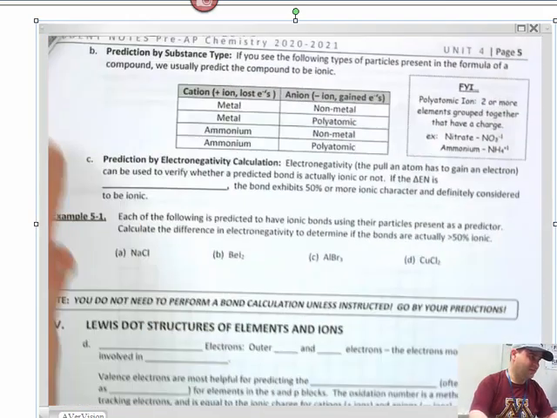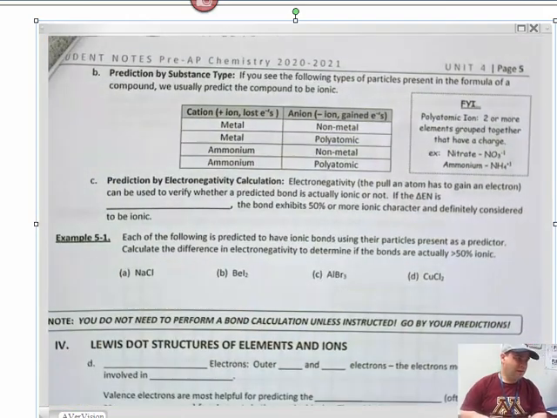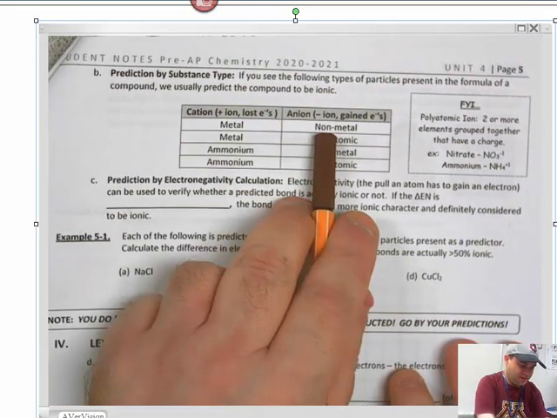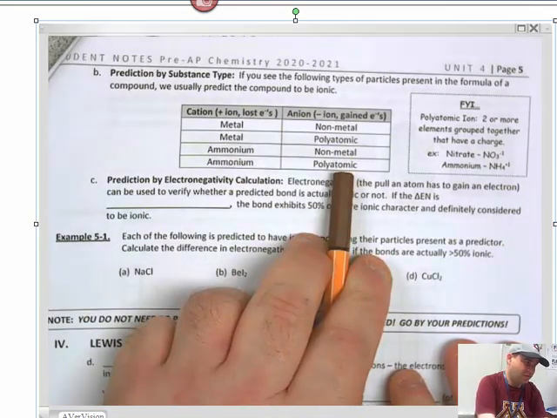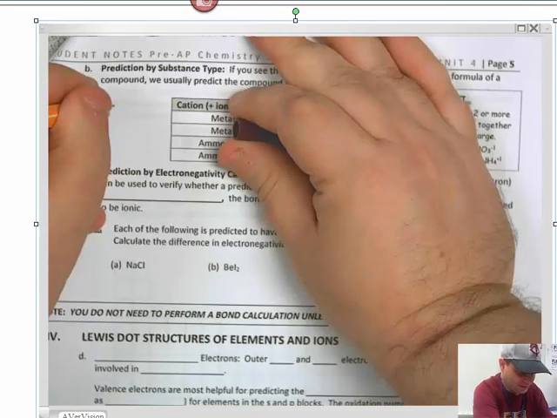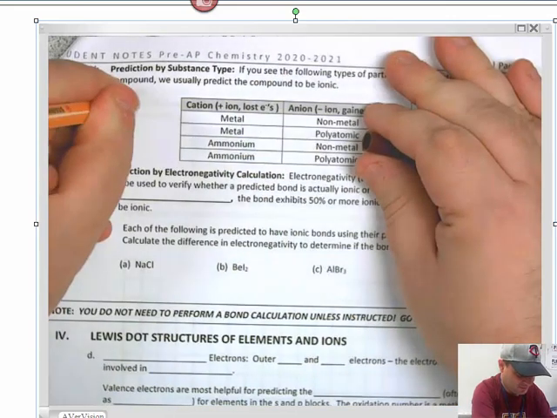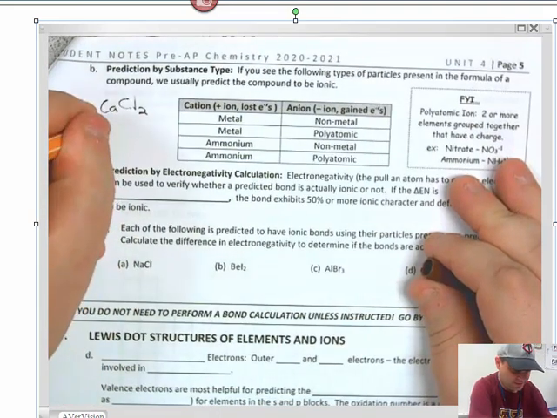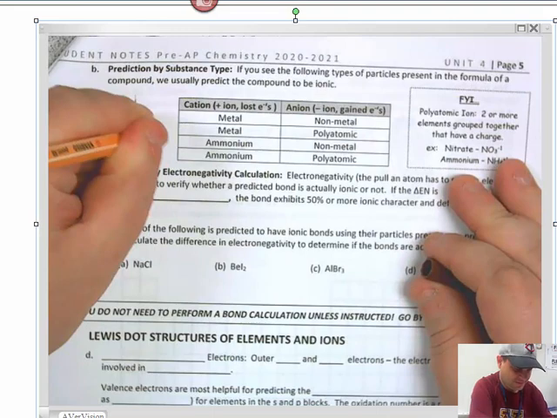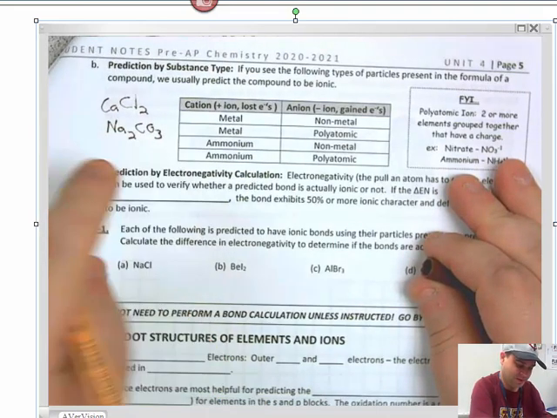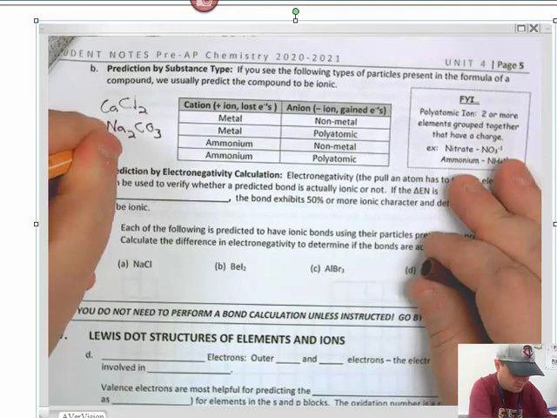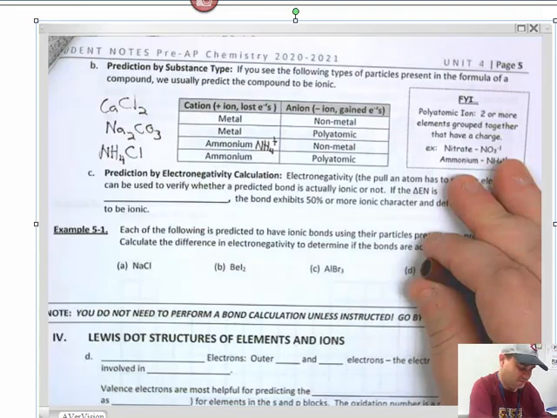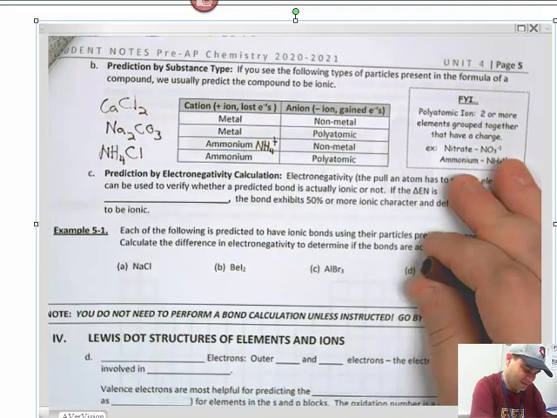Predicting the substance type. Again, you're looking for metals and nonmetals, or ammonium and nonmetals. So you're looking for compounds like CaCO3. Calcium's a metal, that is ionic. You can also have it with a polyatomic ion, so Na2CO3. Sodium's a metal, and this is carbonate, a polyatomic ion. You can have ammonium chloride. Ammonium is NH4 plus, so NH4Cl would be an ionic compound.